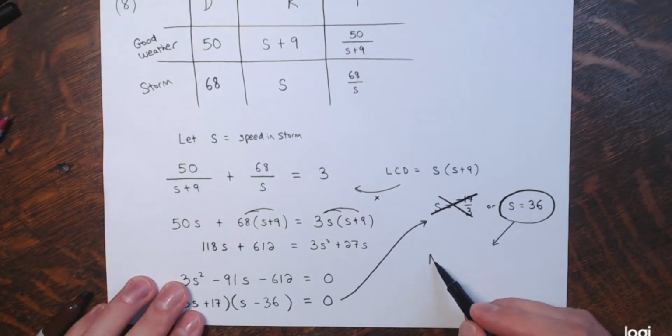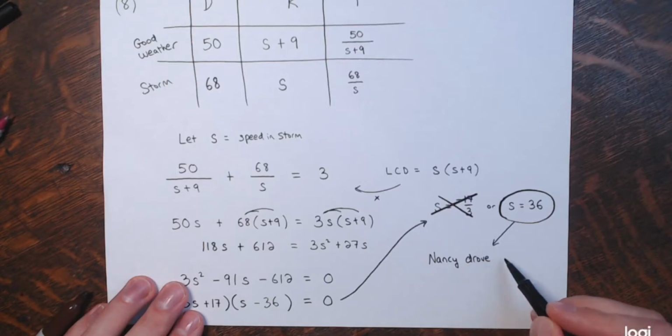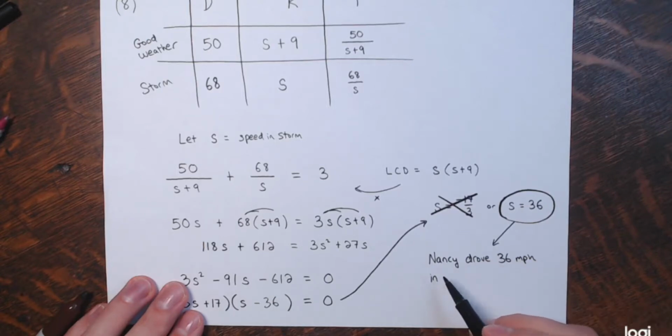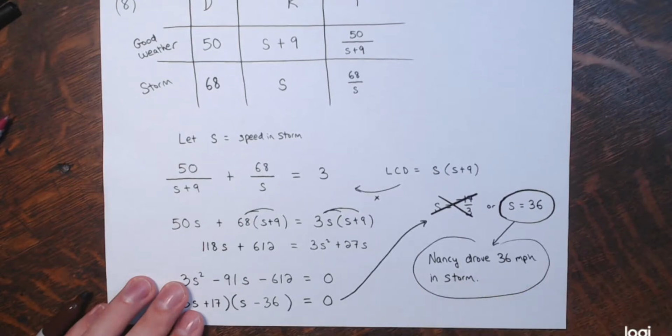So Nancy drove 36 miles per hour in the storm, right? That was what S represented, right? The speed in the storm. Great.